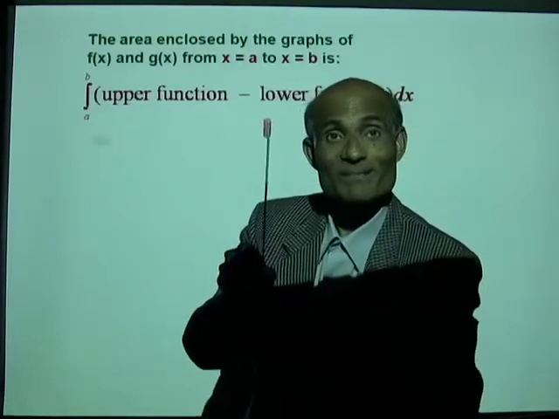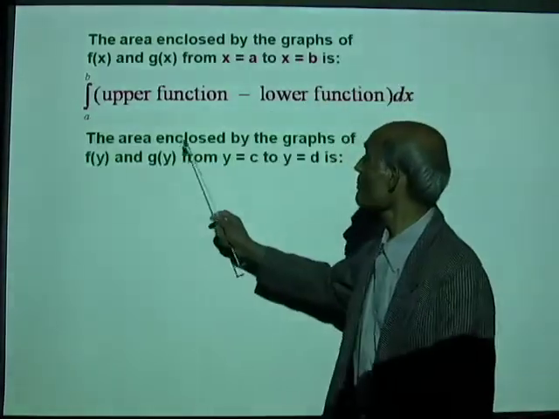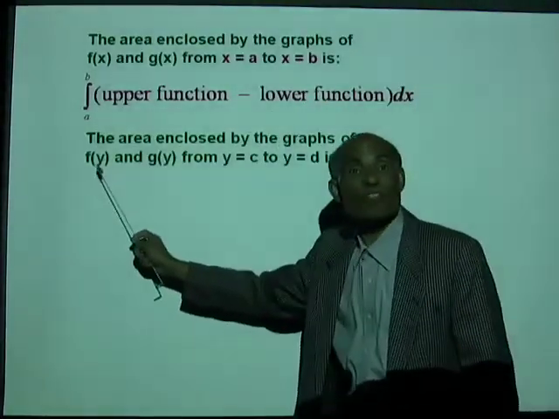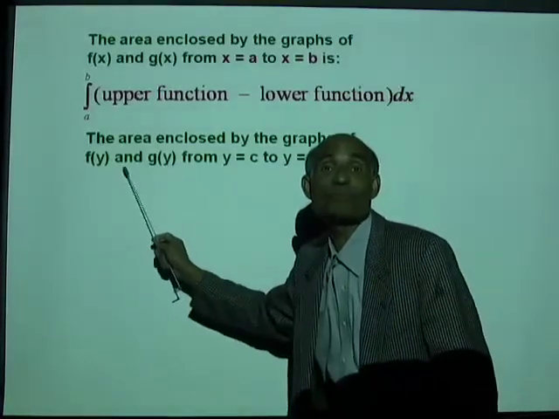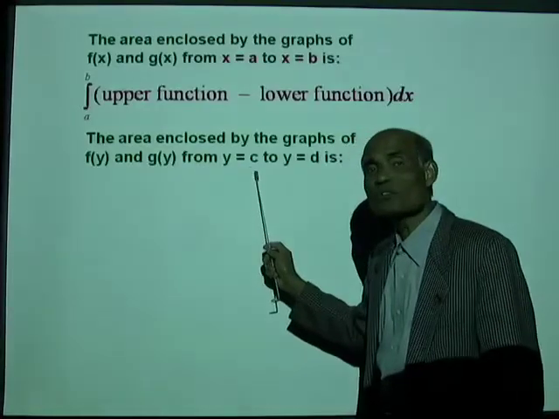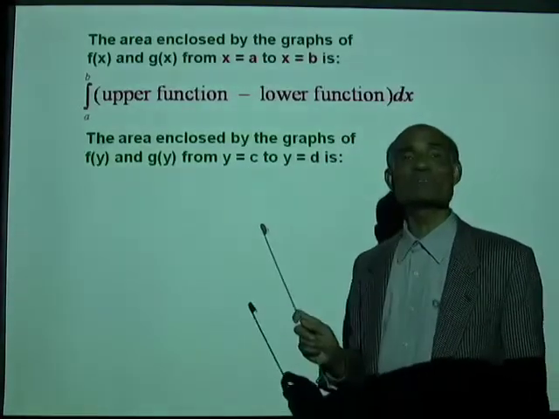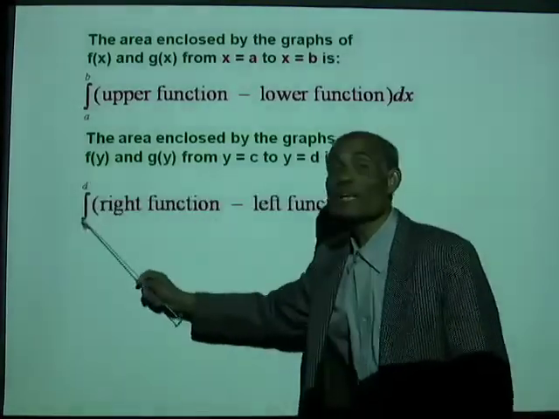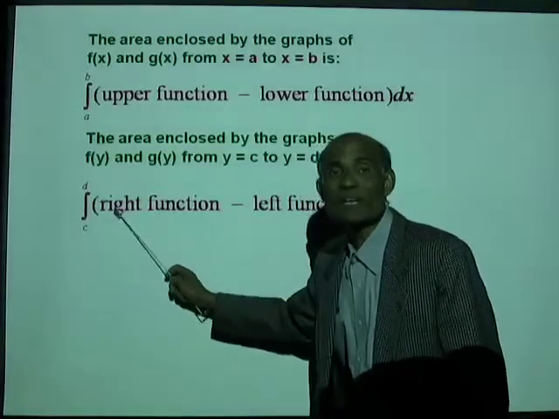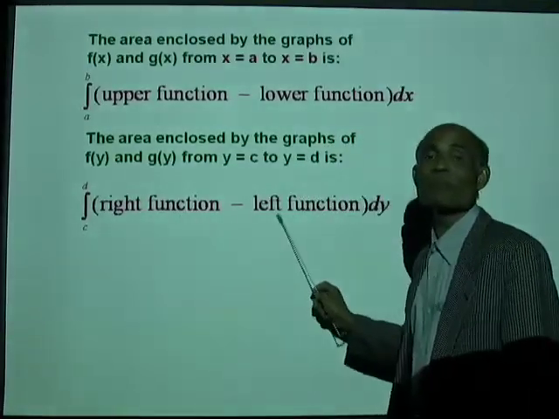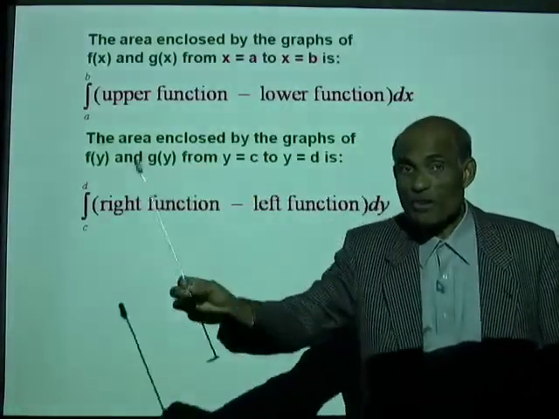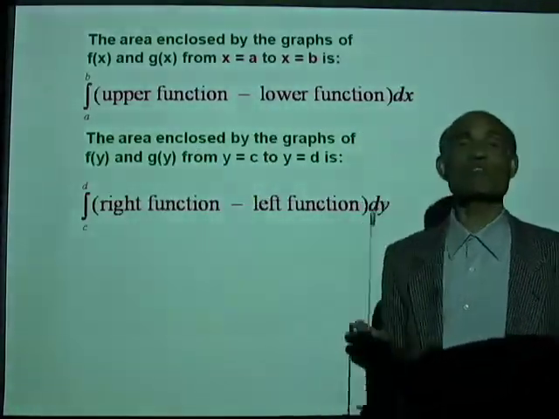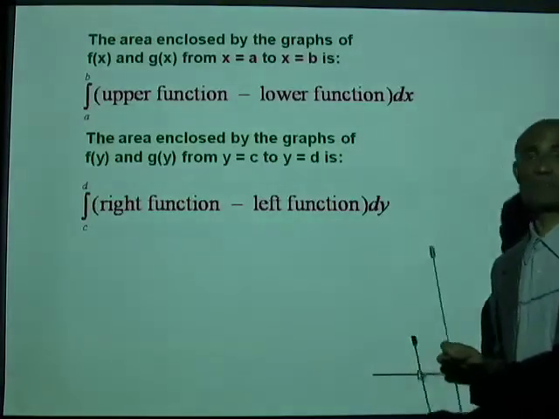Is that right? Yes. So the area enclosed by the graph of f of y and g of y, two functions of y, from y equal to c to y equal to d, will be integral c to d, the right function minus the left function. The function on the right minus the function on the left.